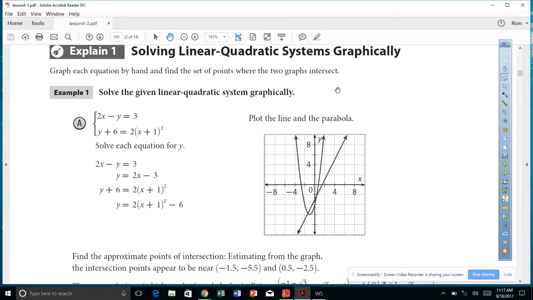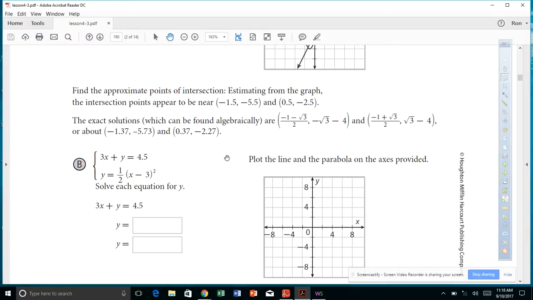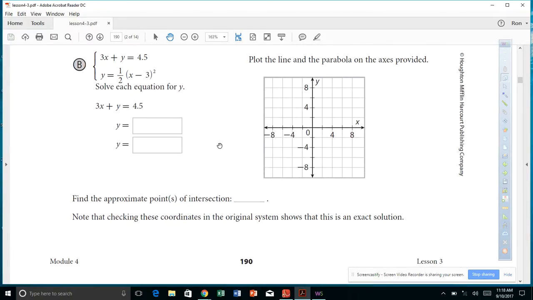Yeah, all right, good. So, solving linear quadratic systems graphically. Graph each equation by hand and find the set of points where the two graphs intersect. So I'll let you do one, or A, and when you get back, we'll do B together. Okay.